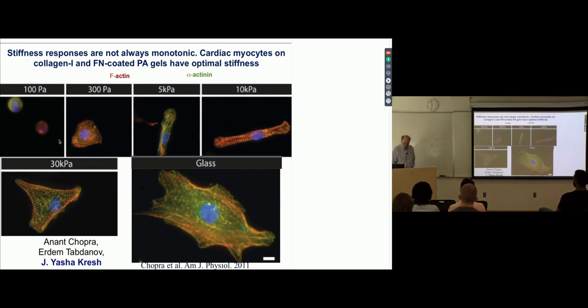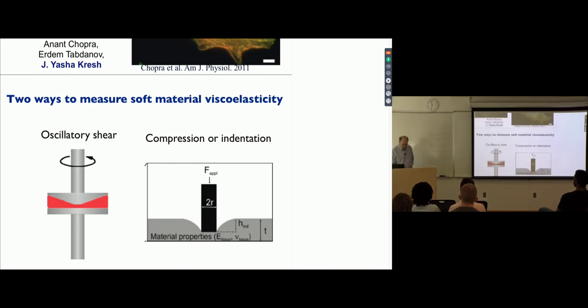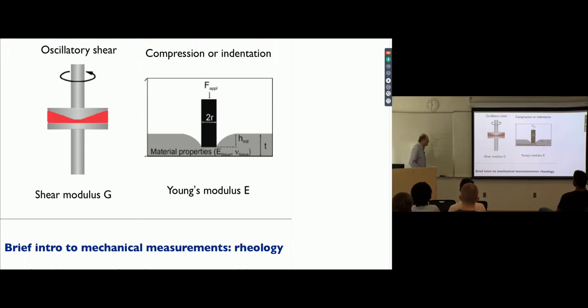Okay, so I want to shift gears a little bit and tell you a little bit about how stiffness is measured and what exactly is going into measurements of stiffness. Because the generic notion of stiffness is a very oily term, right? What you mean by stiffness is different in different contexts. But by and large, there are really only two ways that people measure the mechanical properties of soft biological things, or most things.